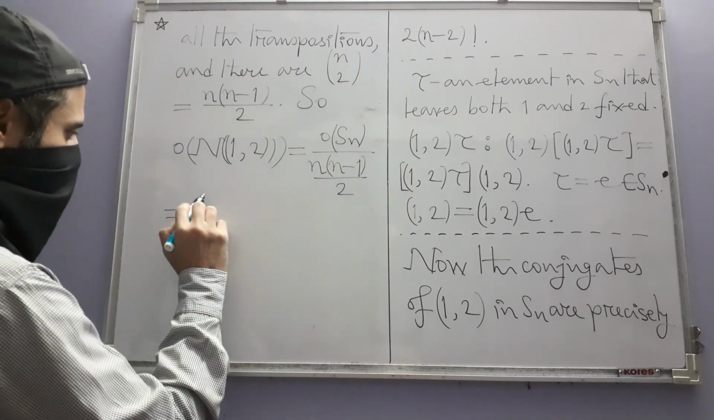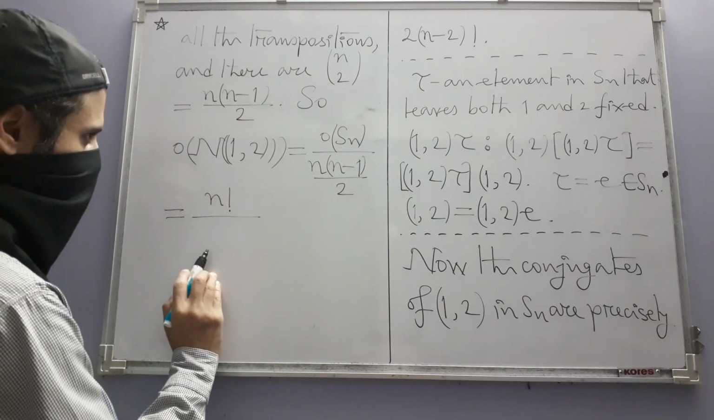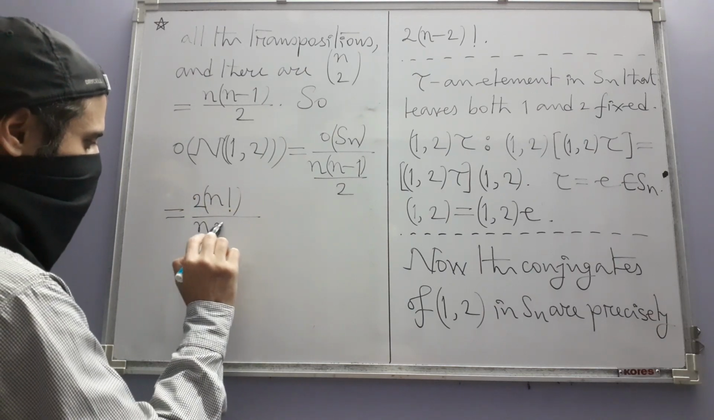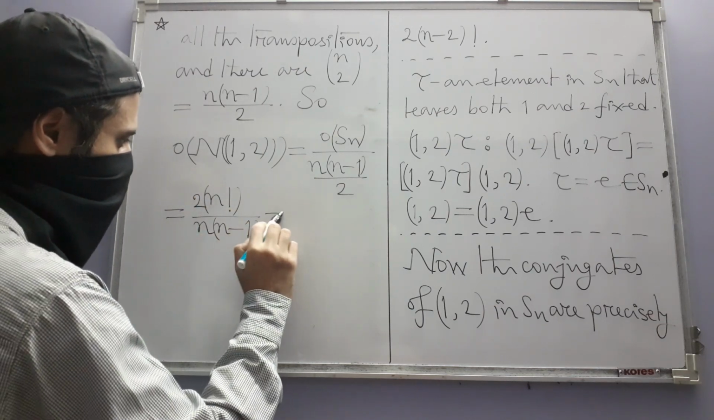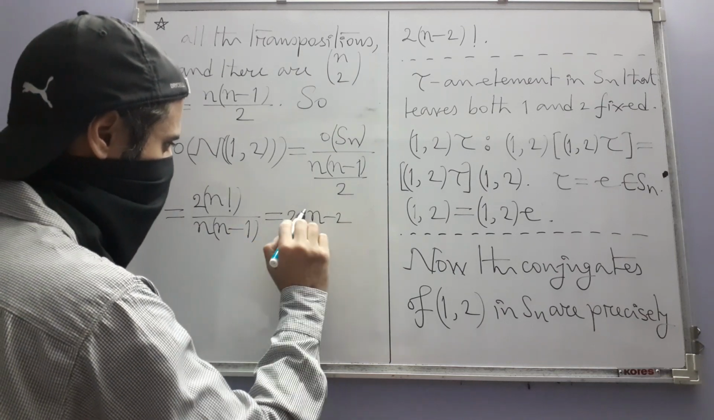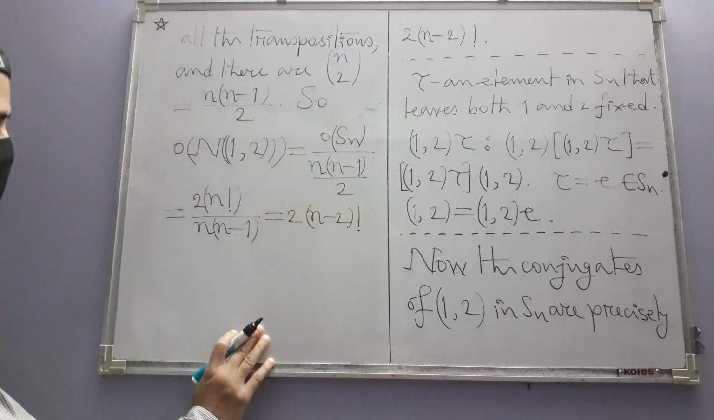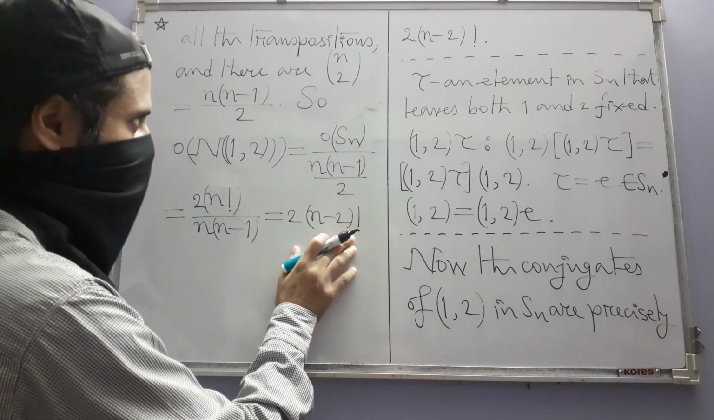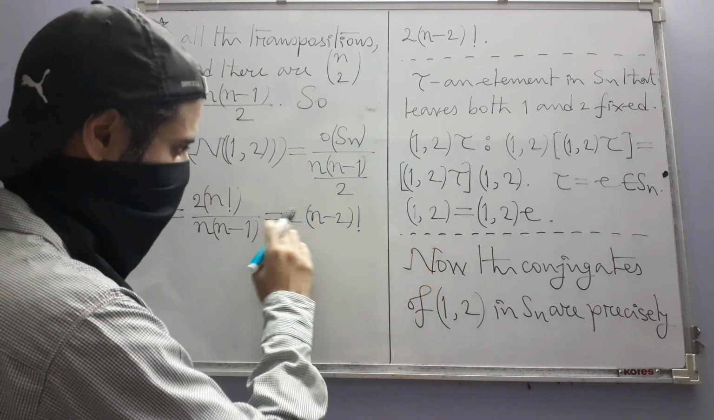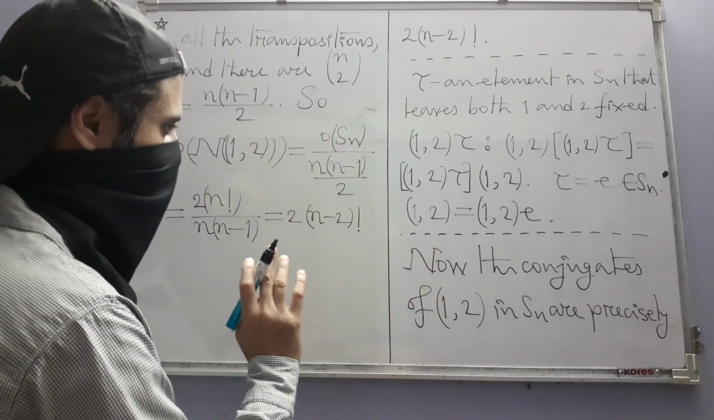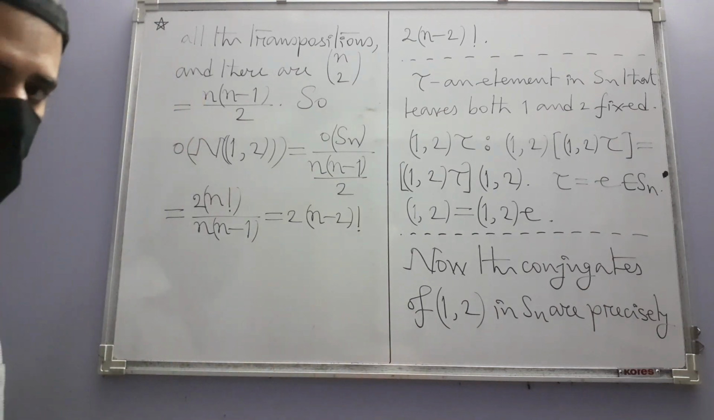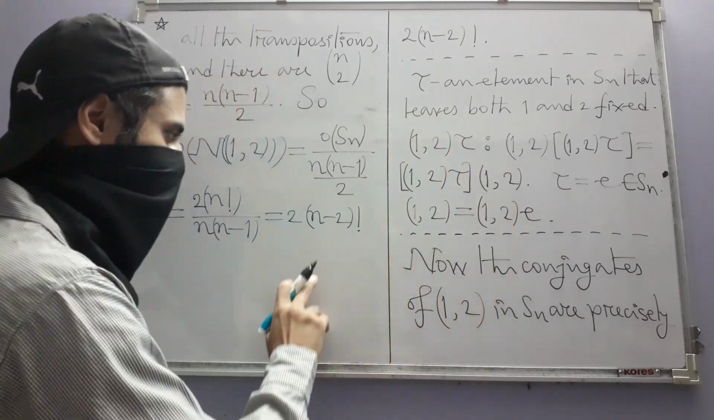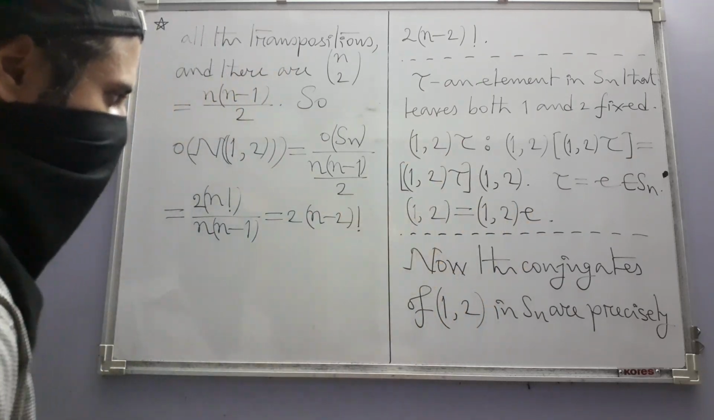Okay, so what is it that we are ultimately getting? N factorial. This 2 can be taken in the numerator, divided by n times n minus 1. But that just becomes this. So you see that the order of the normalizer is actually equal to this. But we have already found at least that many elements in the normalizer. So they are the only elements in the normalizer, and as such we have in fact found all the elements in Sn that will commute with (1 2).